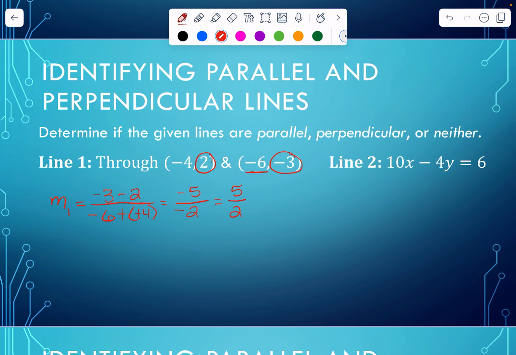Now we come over here. In order to find the slope here, I need to do some solving. So the first thing I'm going to do is subtract the 10x from both sides. Then I'm going to divide everything by a -4. And now we would have y equals -10 over -4. So the negatives cancel, simplify the fraction. And to be honest, we could care less about the y-intercept. So when we look at that, we have 5/2 and 5/2. So we would say those lines are parallel. Why? Because their slopes are exactly the same.